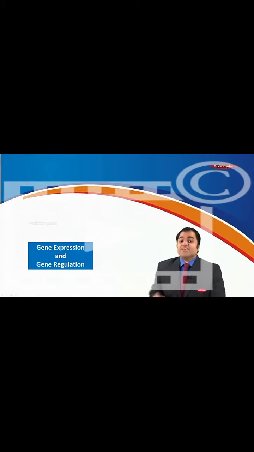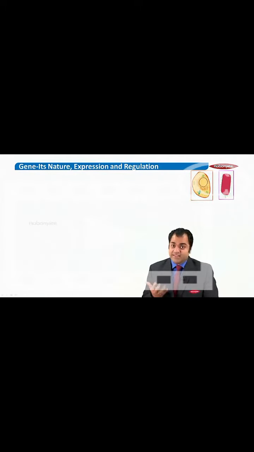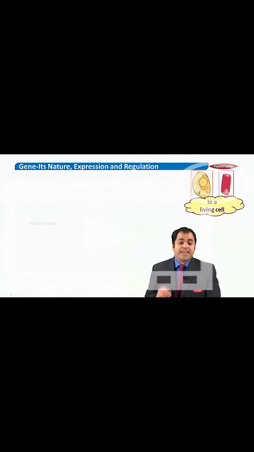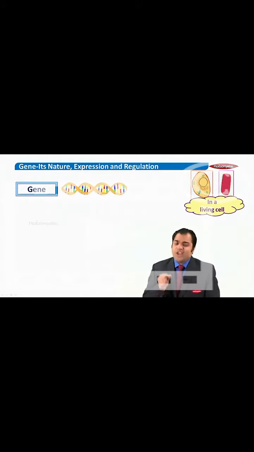Hello students, in this module I'll be talking about gene expression and gene regulation. Look, listen and learn. So, remember what I've shown you above me is basically cells, right? These are living cells. One is eukaryotic, the other is prokaryotic. Remember, in a living cell, you basically have gene. And what is gene? You know it is a segment of DNA.